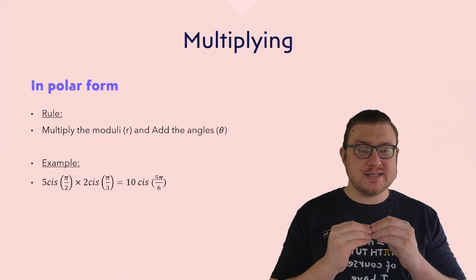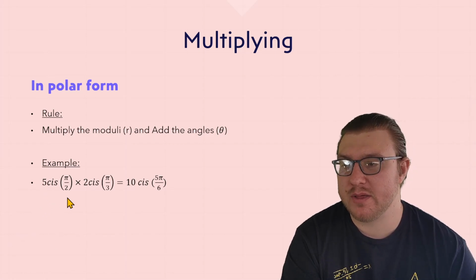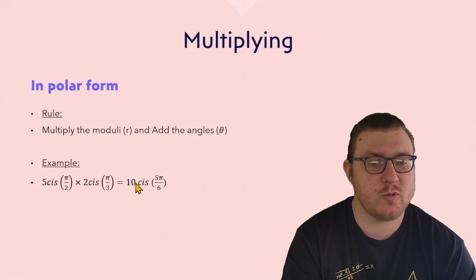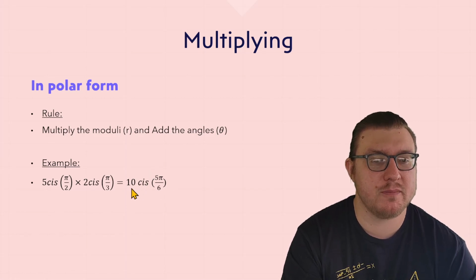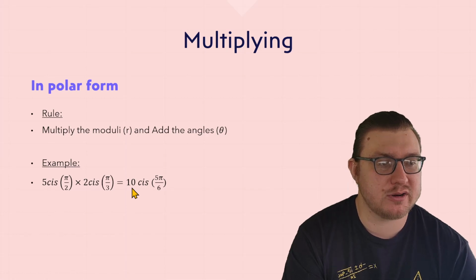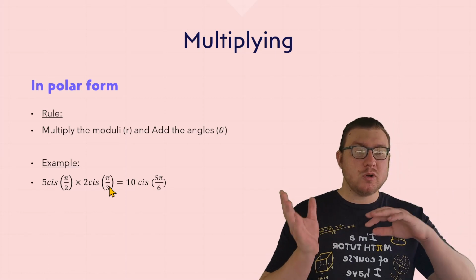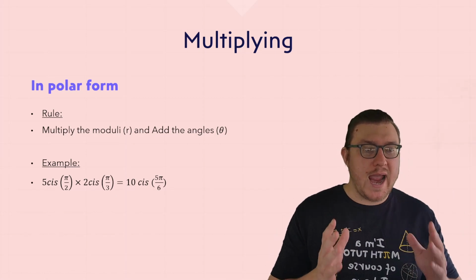It scales the distance that we are away from the origin. Here the complex number is now further away, 10 units away from where we start off in the origin. But what do we do with the pi? So when we multiply complex numbers together, we add the angle.